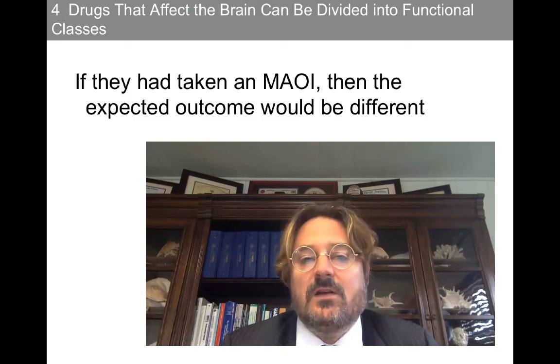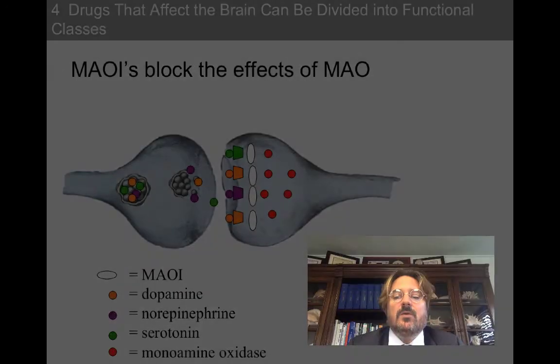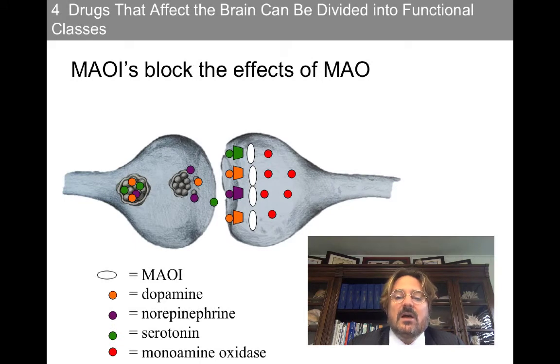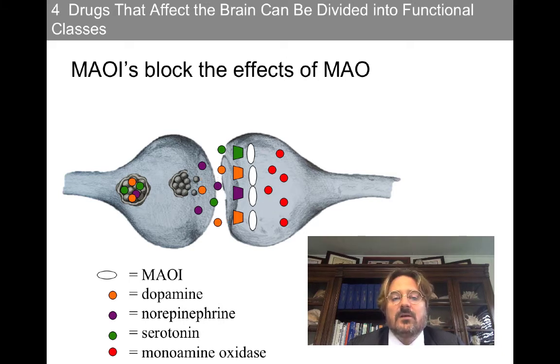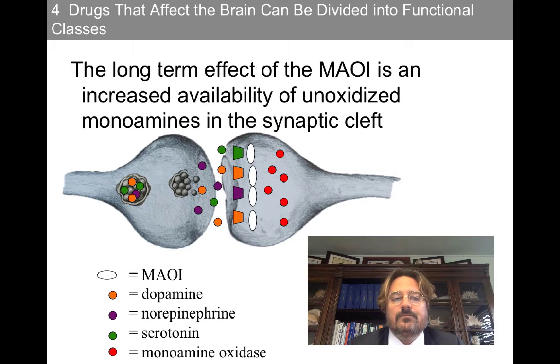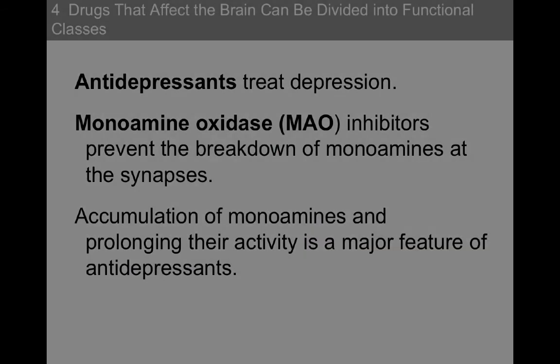Now, if this patient was on a monoamine oxidase inhibitor, we would expect that, and here the monoamine oxidase is represented with these white puvules here. What they do is block the destruction of the monoamines by monoamine oxidase. And as a result, we find that there's renewed bioavailability of the dopamine, norepinephrine, and serotonin. So the long-term effect of the MAOI is an increased availability of unoxidized monoamines in the synaptic cleft.